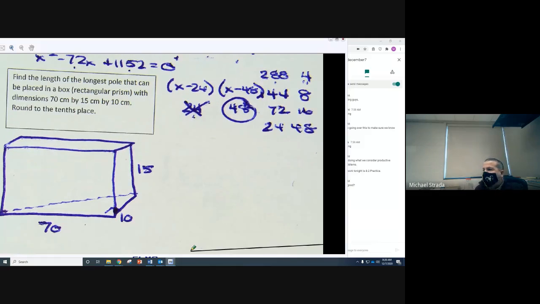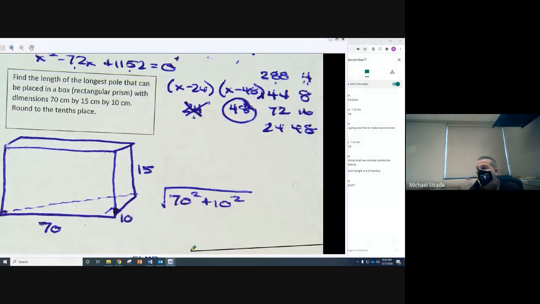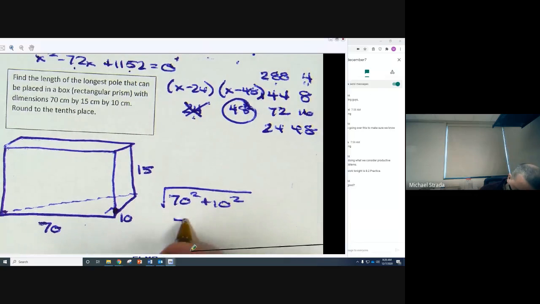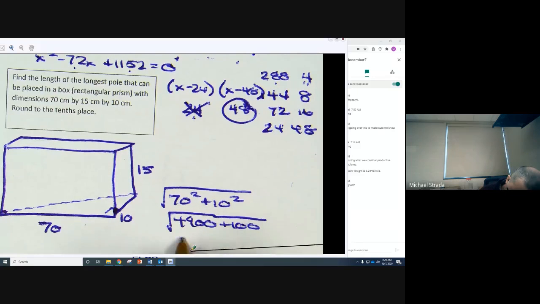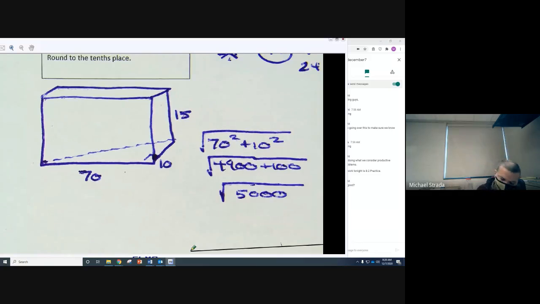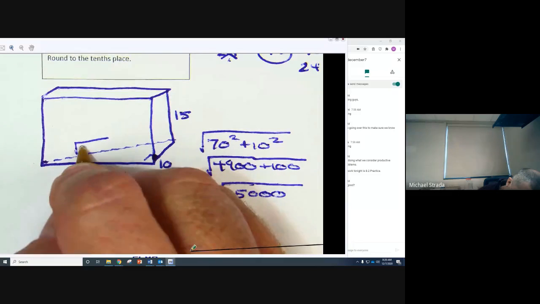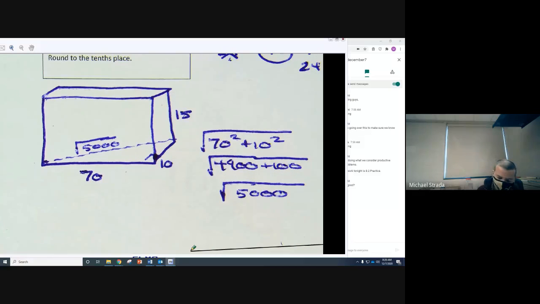So I'm going to do that. You can pick any two numbers you want, and you do Pythagorean theorem. 70 squared plus 10 squared underneath the square root. 70 squared is 4,900. 10 squared is 100. And 4,900 plus 100 is 5,000. Okay, ladies and gentlemen, hint number one, leave it like that. Do not simplify. Do not estimate. So for the sake of explaining the problem, that's now the square root of 5,000. You good? That's the diagonal of the floor.